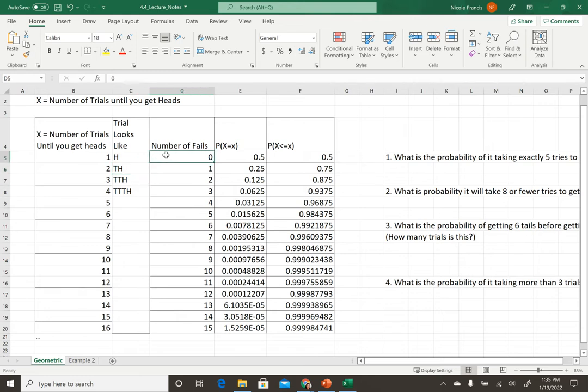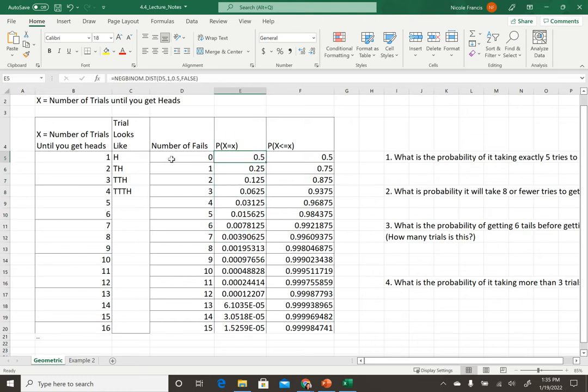So in this column, I have the number of fails. And we usually don't have this column, but this one's a convenient column to have. This is just equal to the number of trials minus 1, right? We're going to have 1 less failure because our last one is going to be a success. Then we have the number of trials. The reason I have this is the way Excel does the geometric distribution. So here is my number of fails, and these are my probabilities for each one.